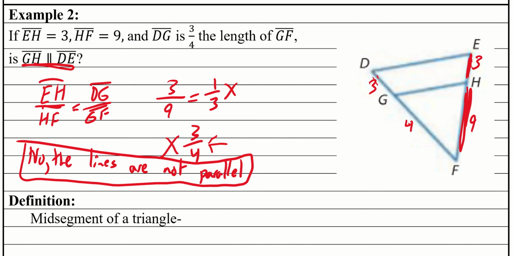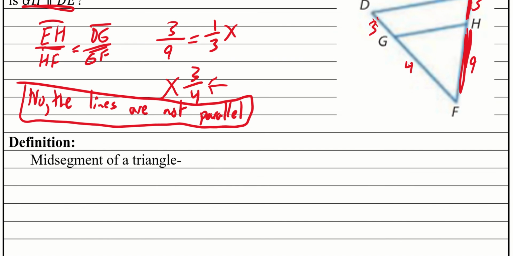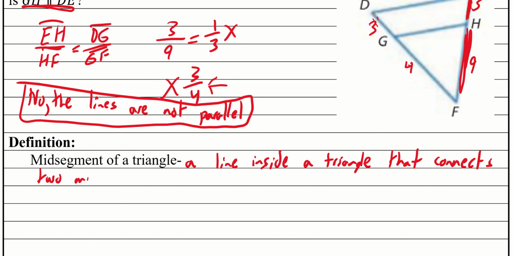And then one other thing that we need to add in here today is talking about what a midsegment of a triangle is, because we also have ways that we can set up proportions with these. So the midsegment of a triangle, just to start, the definition is a line inside a triangle that connects two midpoints of different sides.